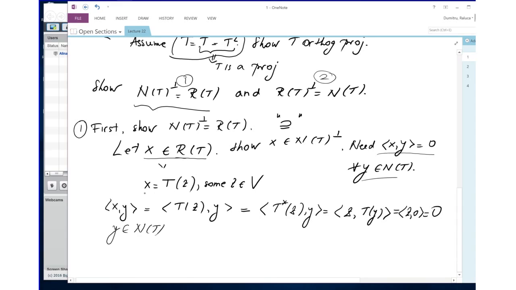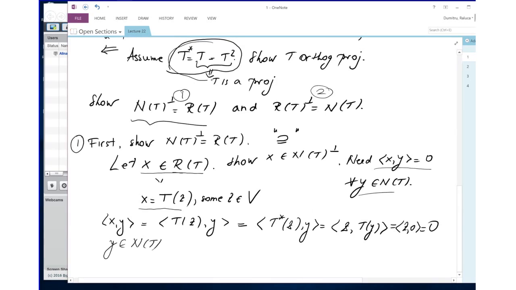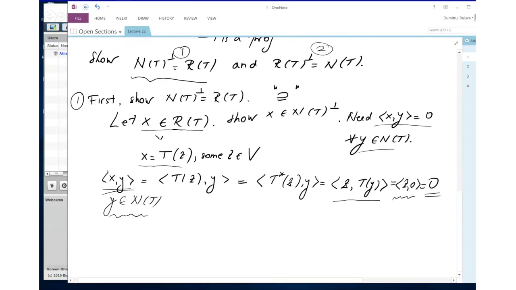But then because X is in the range, then X can be written as some T of Z. So we replace it: the inner product between T of Z and Y is T star of Z and Y, because T equals T star by assumption here. Here's the assumption, up there. So T of Z equals T star of Z, then move T in the other component. So you get the inner product between Z and T of Y. But because Y is in the null space, T of Y is 0, right? So in the end, the inner product between X and Y is 0, which is exactly what we needed. So this is one implication.